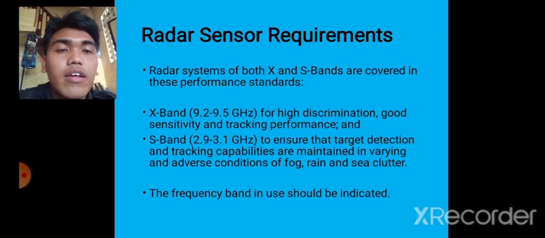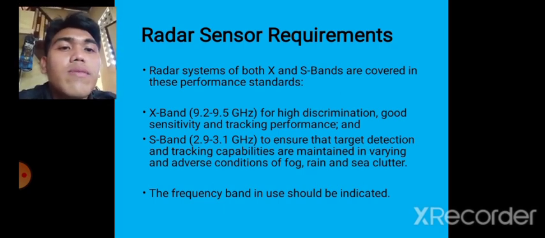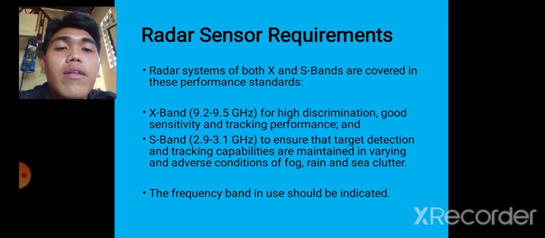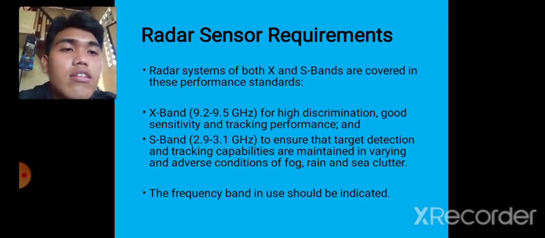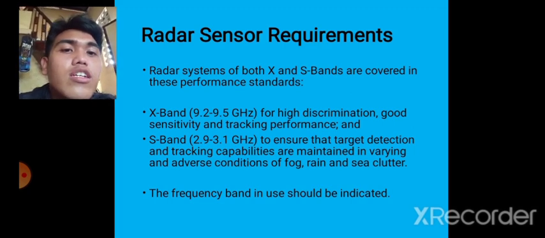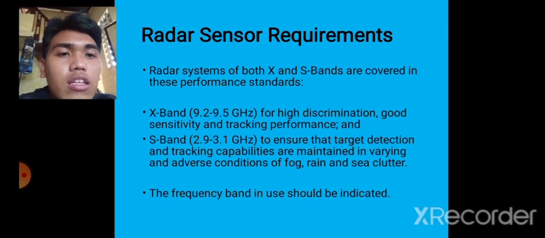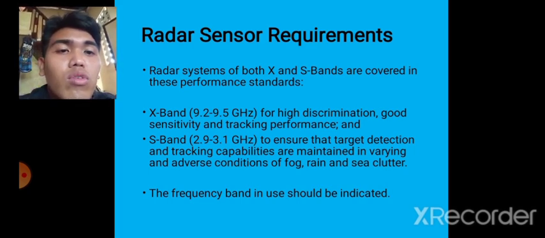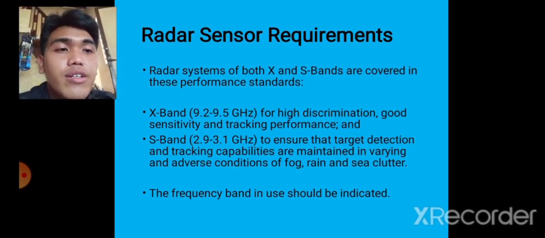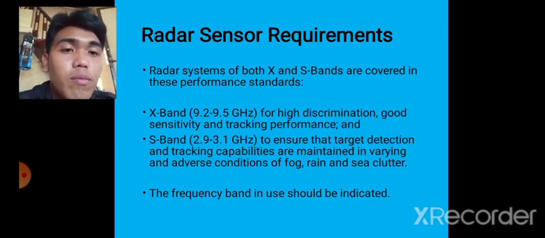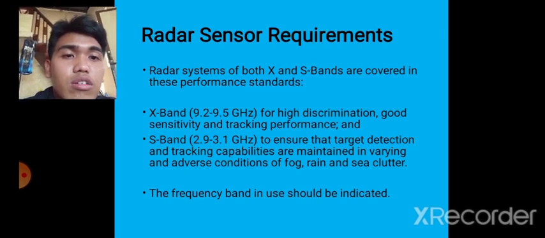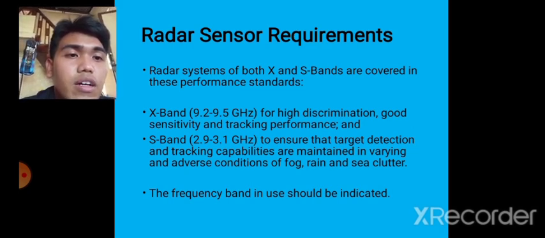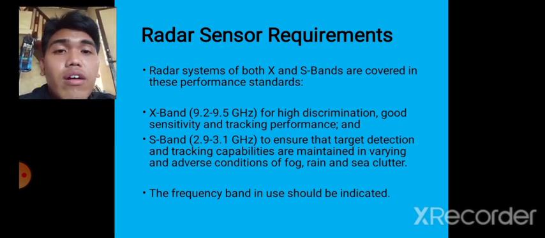Next is radar sensor requirements. There are two types of radar sensors. Radar systems, which is the X and S bands, are covered in these performance standards. X is for 3 nautical miles, and S is for 10 nautical miles. In X band, 9.2 to 9.5 gigahertz, for high discrimination, good sensitivity and tracking performance. So it is used for short range, high discrimination, good sensitivity of the radar.